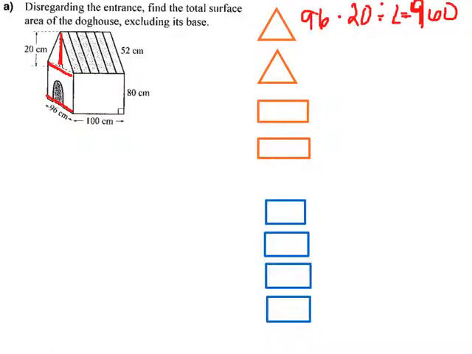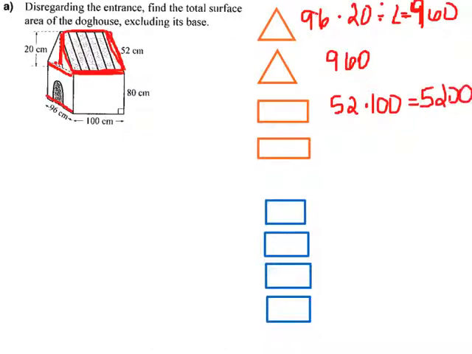And so the front is the same as the back. So you have 960. And then for this side, you have a length of 100 times a width of 52. This is this rectangle. So 52 times 100 gives you 5200. And it's going to be the same for the other side. So you have 5200.